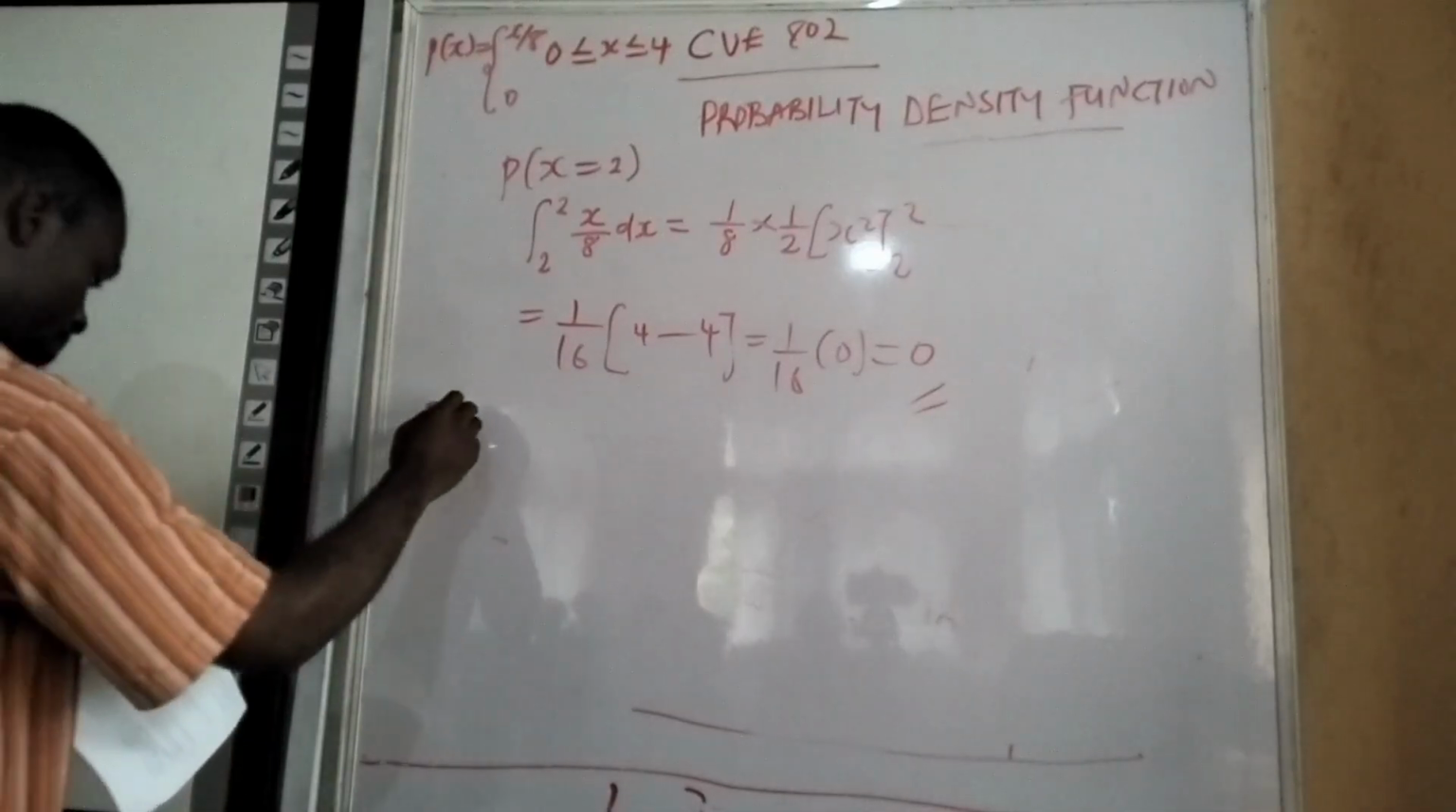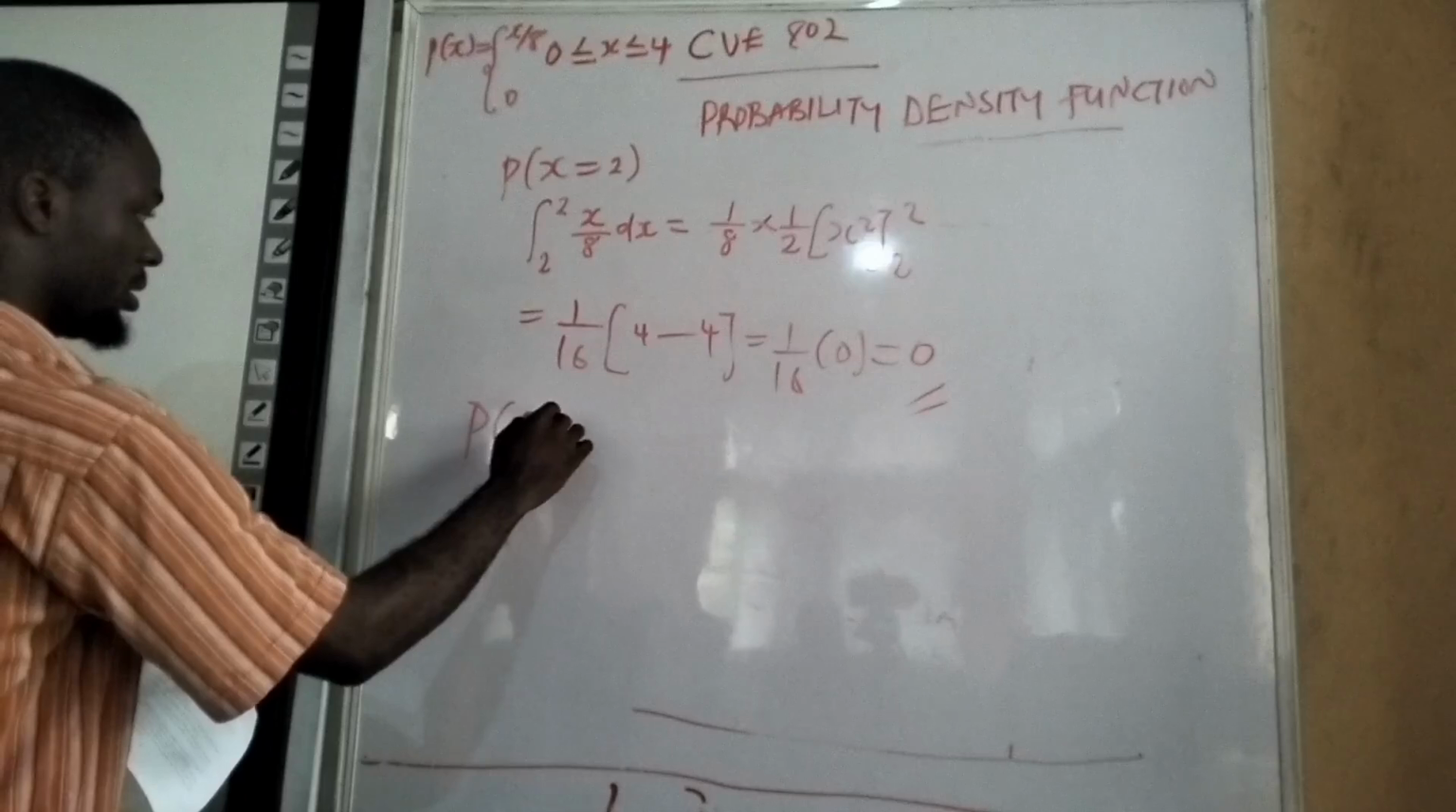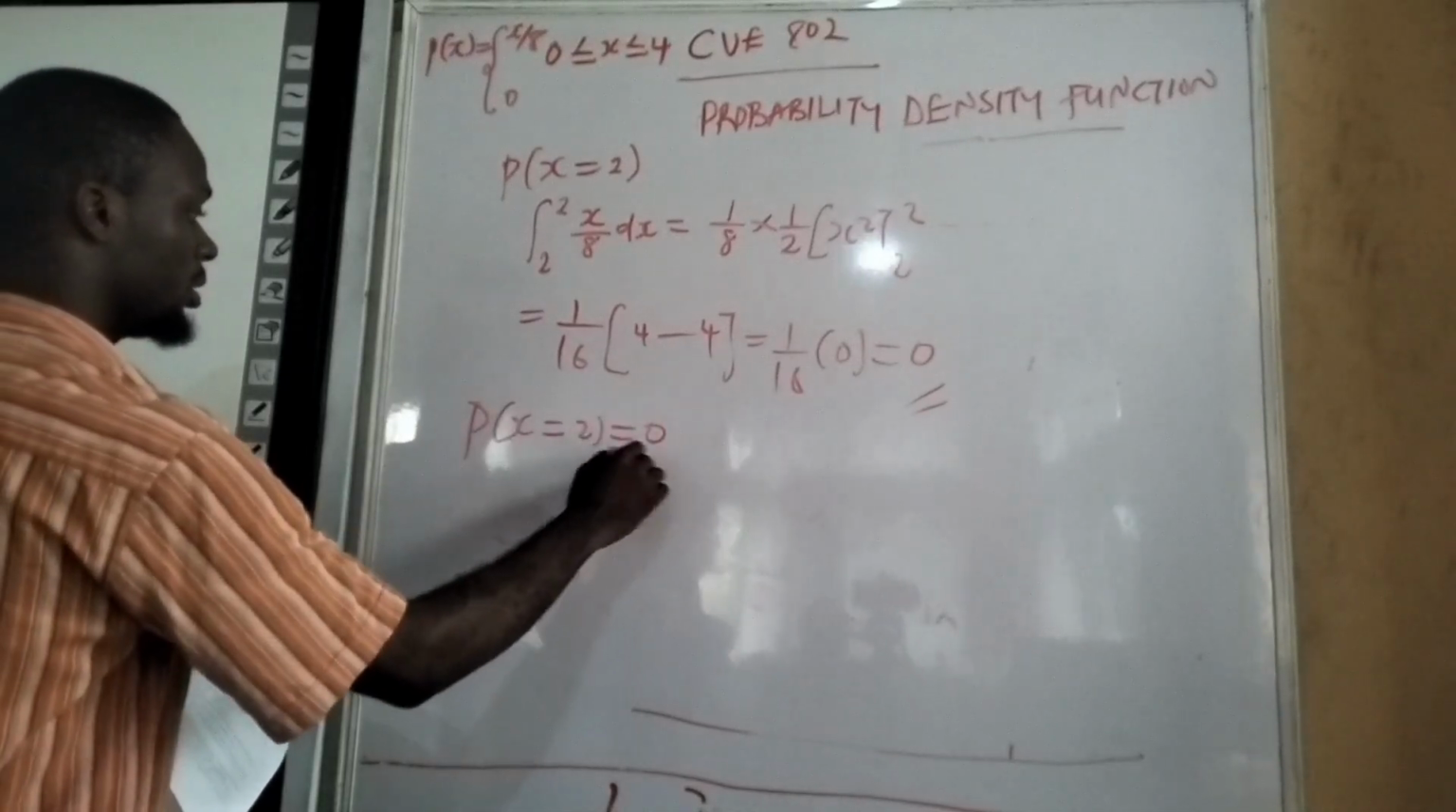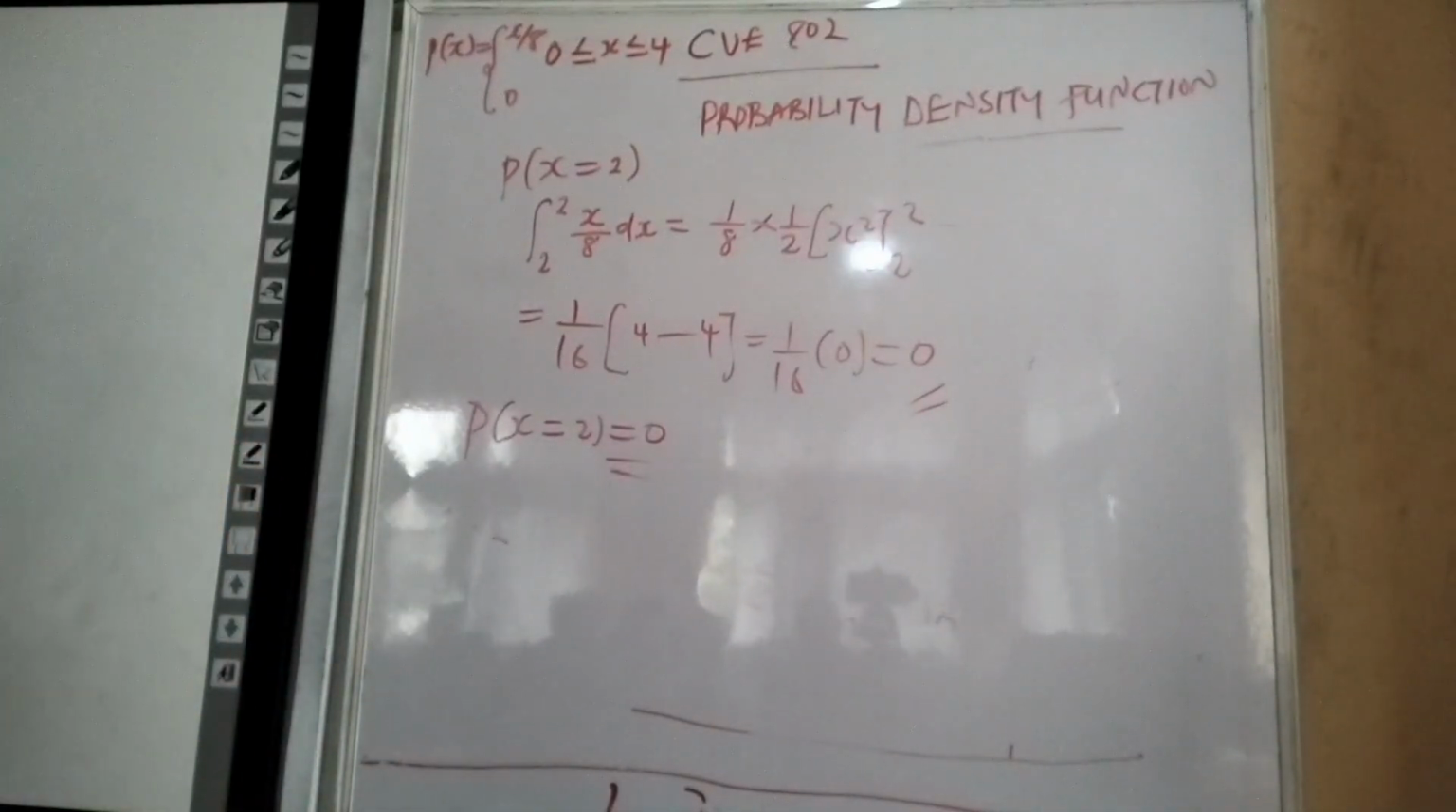Know that P, you write P S equal to 2 equal to 0. Then the next example.